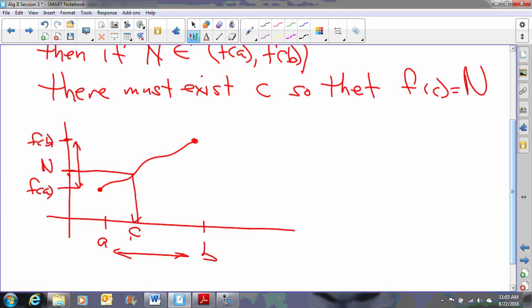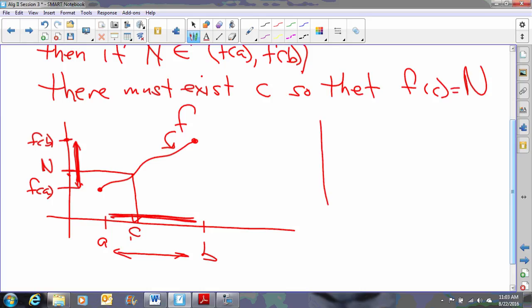Now, we're assured that for every value in this range, there is a value in this interval right here that'll map to it if f is a continuous function on the interval from a to b. Now, that may not seem all that impressive, but think about this.